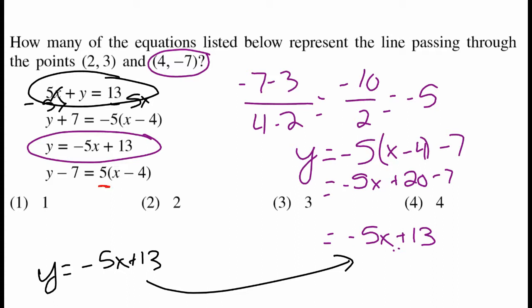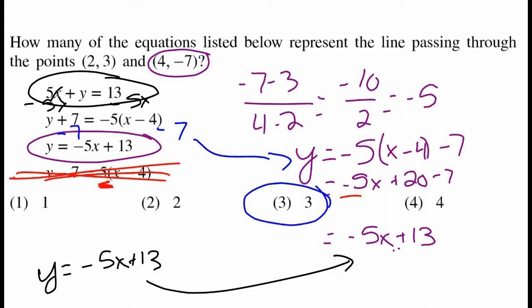I notice that this equation has a slope of 5. There's no way that one works because I want a slope of negative 5. And that second one, if I subtract 7 from both sides, it lands me at my point slope form. So that one's good. So there are 3 solutions, 3 equations here. The first one, the second one, and the third one all represent the equation of a line between those 2 points.